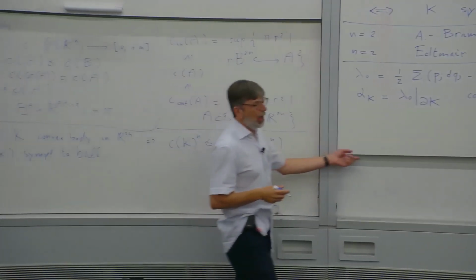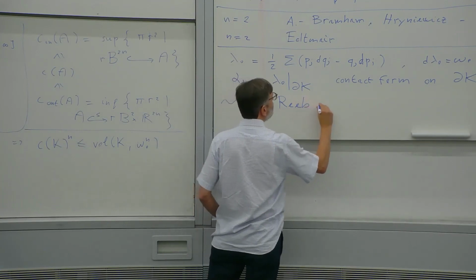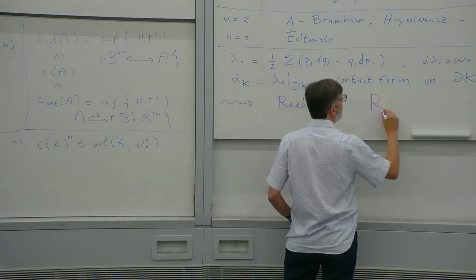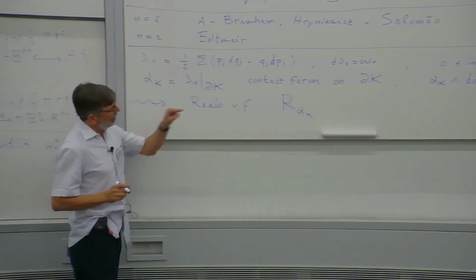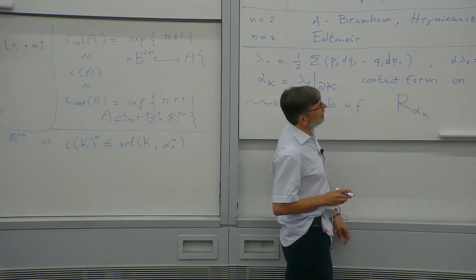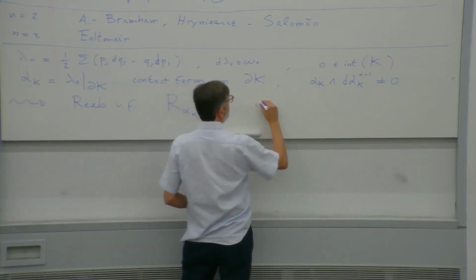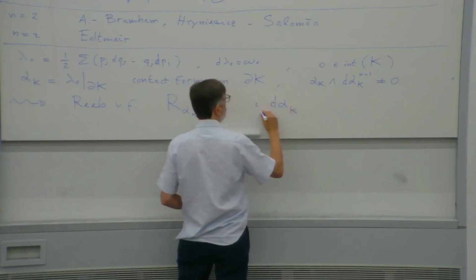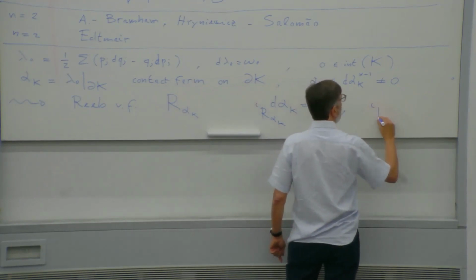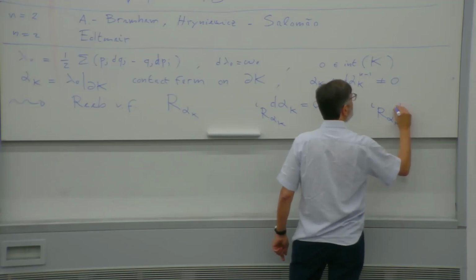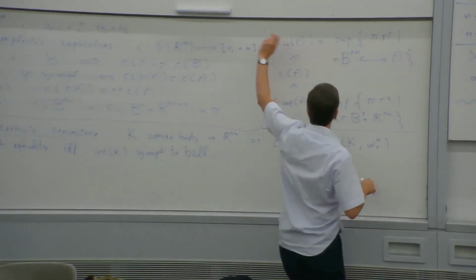Okay, and then whenever you have a contact form, you have an associated Reeb vector field. I denote it by R_alpha_K. So it's a way of choosing a representative in the characteristic distribution over K. This vector field is defined by being in the kernel of d alpha, so the contraction gives 0, and it's normalized so that the contraction along this vector field of alpha itself is 1. Okay, this is the Reeb vector field, which gives us the dynamics. Very good.